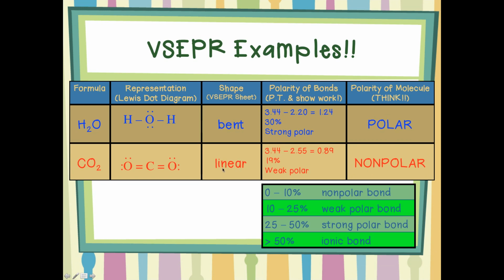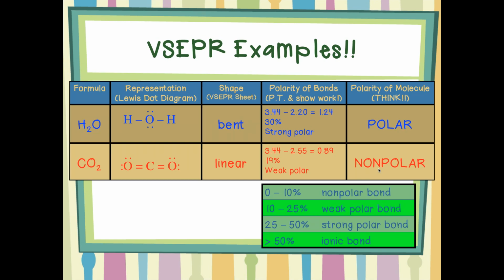The shape matters because the fact that this pull is being balanced out by this pull because of the shape means the whole molecule will be nonpolar. And again, this tells us some really important chemistry about carbon dioxide and what it can do and what it can't do in terms of bonding and solubility and melting point and conductivity and lots of other things like that, which is what we're going to start looking at in our lab tomorrow.